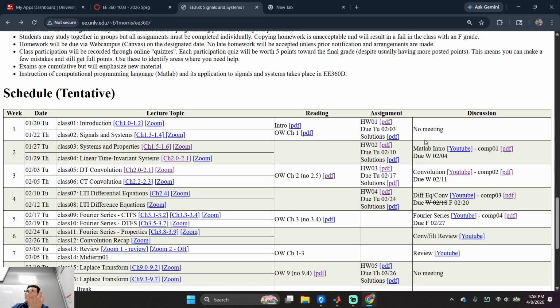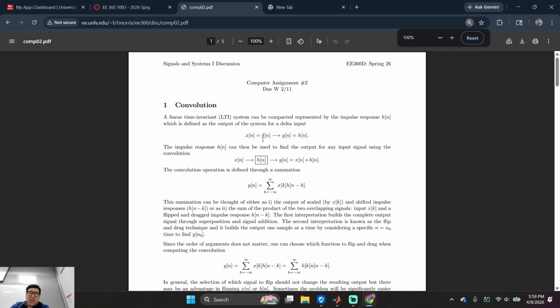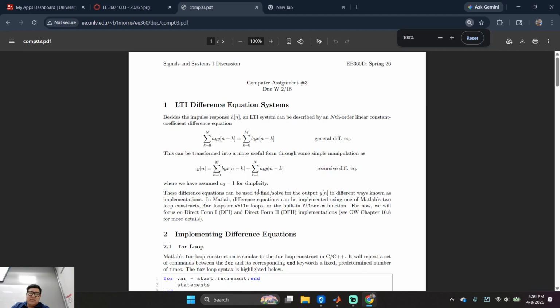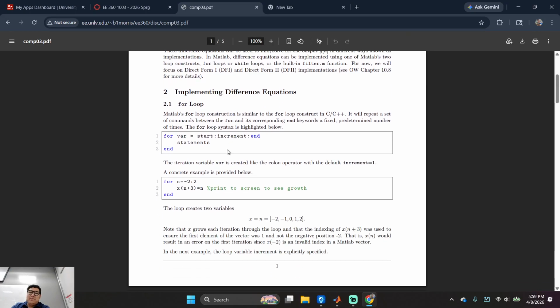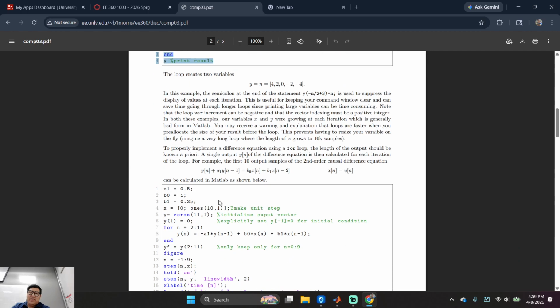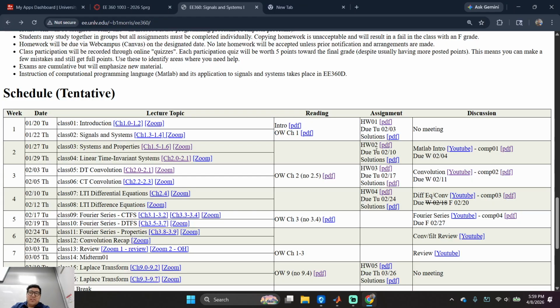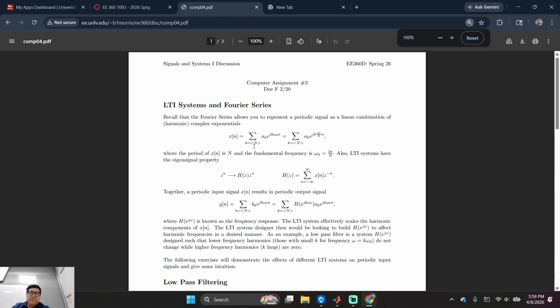Signals and systems is great. Some people don't like the theory. It's fine. But for those who do, you can do a master's, a PhD. That's what I'm trying to do too. You can do a lot of research. Computer assignment 1, turn on MATLAB. Computer assignment 2, convolution, right? Everyone can do convolution. Computer assignment 3, difference equations, not that bad. And he gives you some answers here too, right? Difference equations.